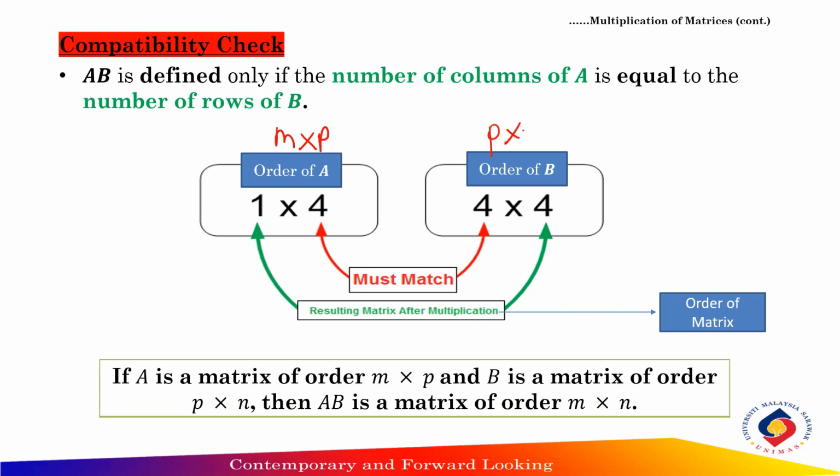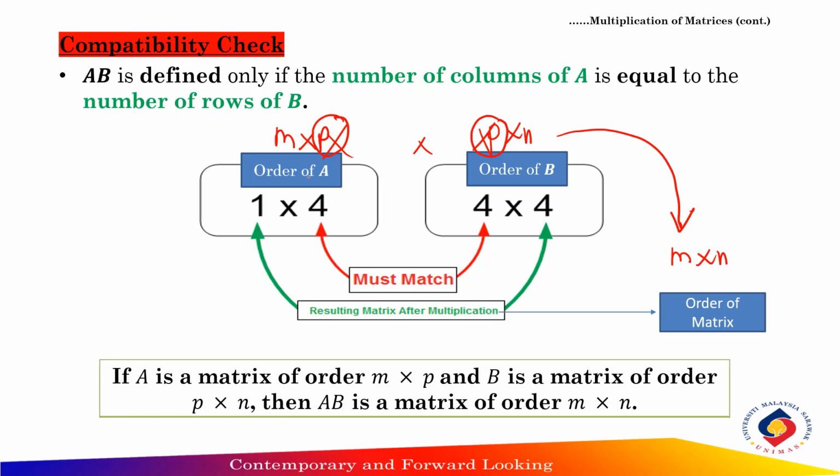Let's say you are given 2 matrices, matrix A of order m by p, and matrix B of order p by n. We can say that these 2 matrices are compatible for multiplication if the number of columns of matrix A equals the number of rows of matrix B. And the resulting matrix after this operation is a matrix of order m by n.